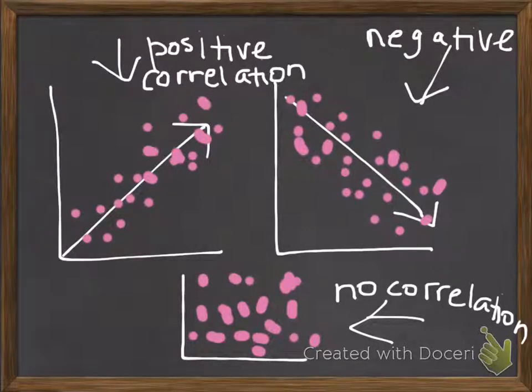So when we're trying to come up with a line of best fit, which is the line that I drew through most of the points for the first two examples, then we're looking for whether it has a positive or negative correlation. If it does not have a correlation, you cannot draw a line of fit.